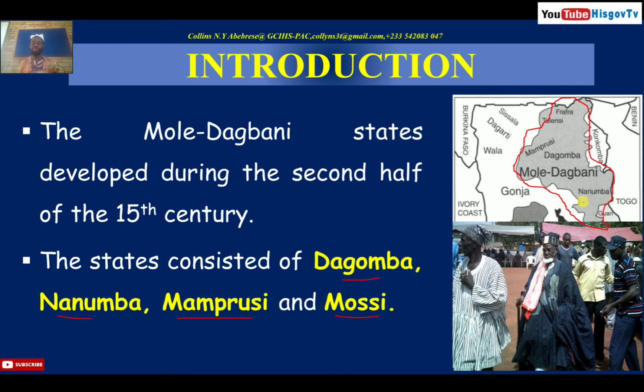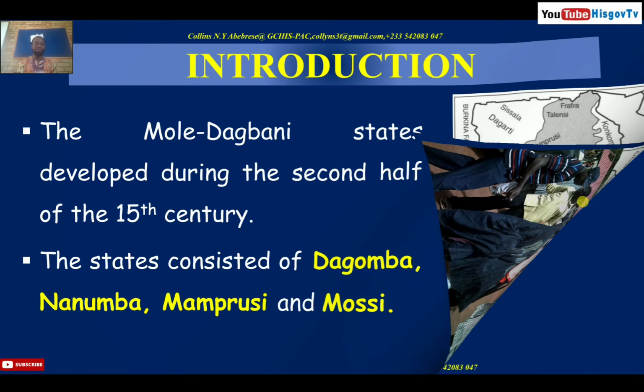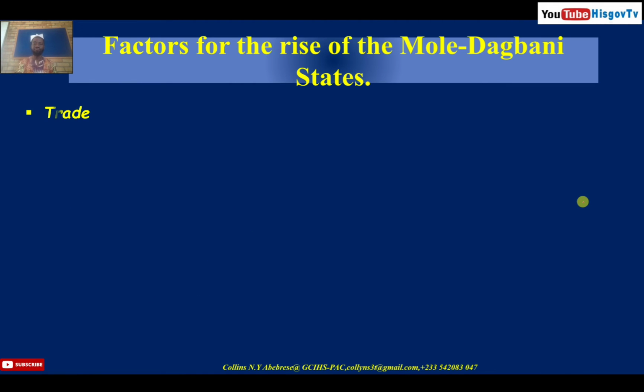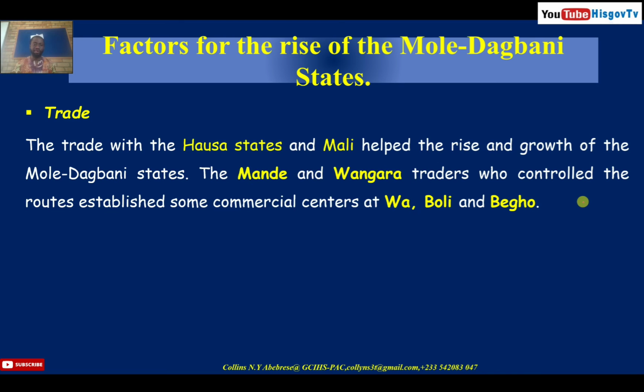So today we are looking at some of the factors that enabled the Mole-Dagbani state or kingdom to conquer a lot of people. We realize that some of the children who founded some of these states, because of war, had to migrate elsewhere, and they fought and won, and were able to found all these states. So let's begin with the factors for the rise of the Mole-Dagbani states. One important factor for the rise of the Mole-Dagbani state was trade.